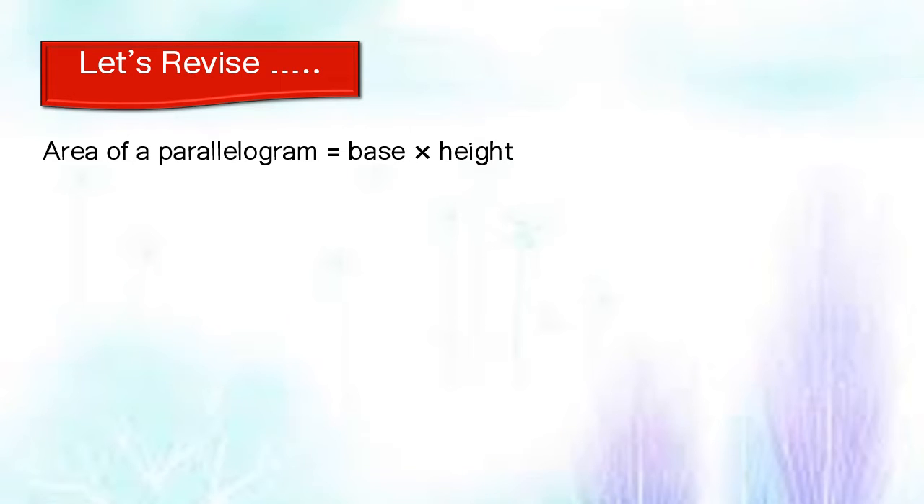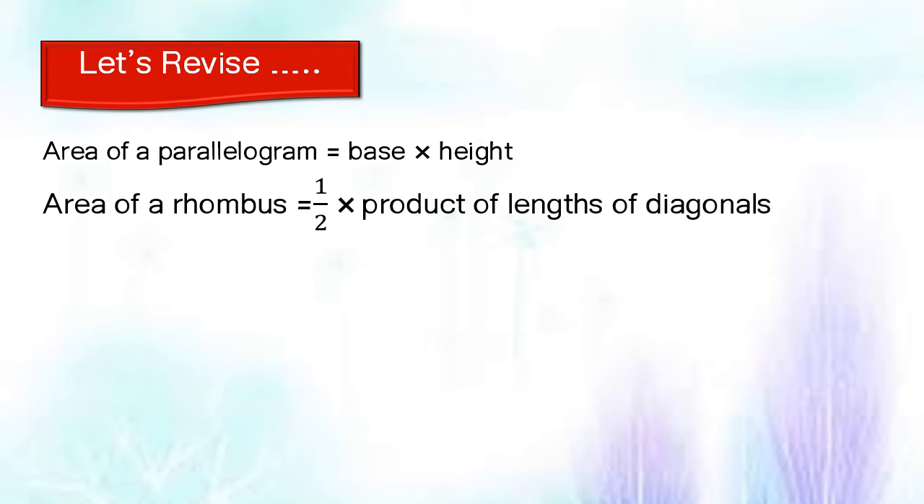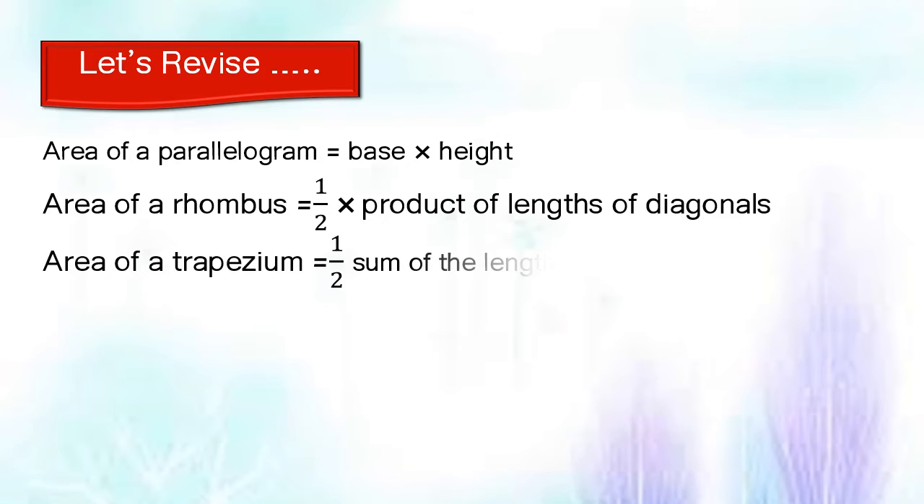So dear students, in the previous videos we have learned areas of a parallelogram, area of a rhombus, area of a trapezium, etc. Right? So let's revise. Area of a parallelogram is equal to base into height. Area of a rhombus is equal to half into product of lengths of its diagonals. Area of a trapezium is equal to half into sum of the lengths of parallel sides into height.